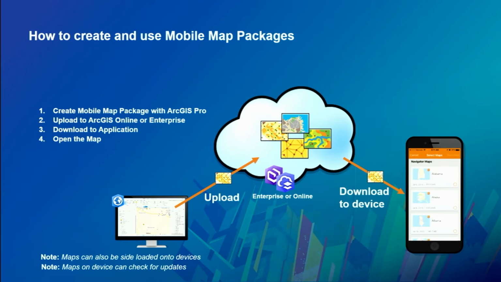And of course, there's another optional thing that you can do, which is sideload maps to devices. So you can connect an iOS device to a computer and sideload through iTunes, or on Android devices, just copy the mobile map package directly to the device. So that's another option. In that case, you don't have quite the same update notifications. You want to use ArcGIS Online for that.